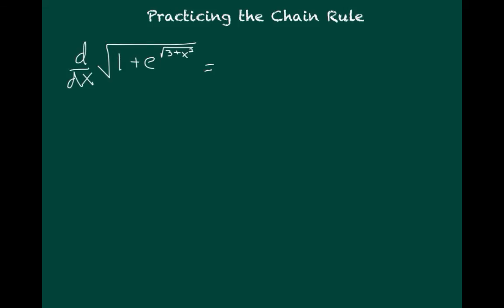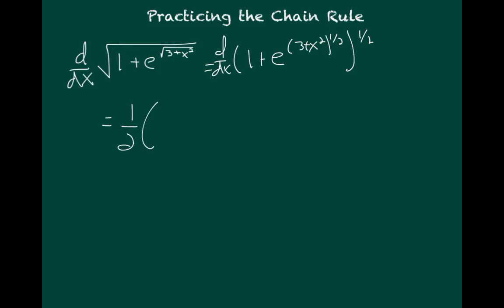All right, so I'm going to rewrite this as 1 plus e to the 3 plus x squared to the 1/2, and that whole thing is to the 1/2. So now if I take the derivative of that, that's going to equal 1/2, because that's the derivative of the outermost function, and that's going to be taken to the negative 1/2. Now I don't change the inside function. That still remains 1 plus e to the 3 plus x squared to the 1/2.